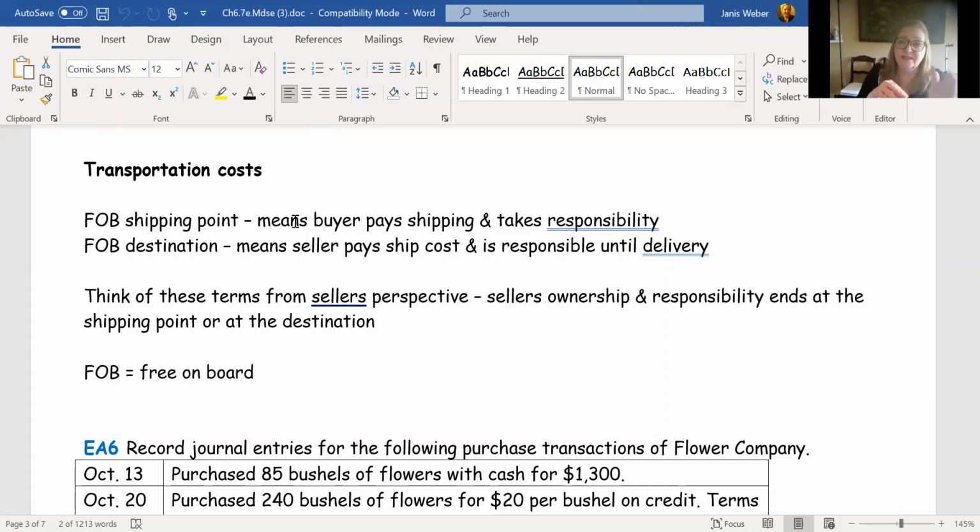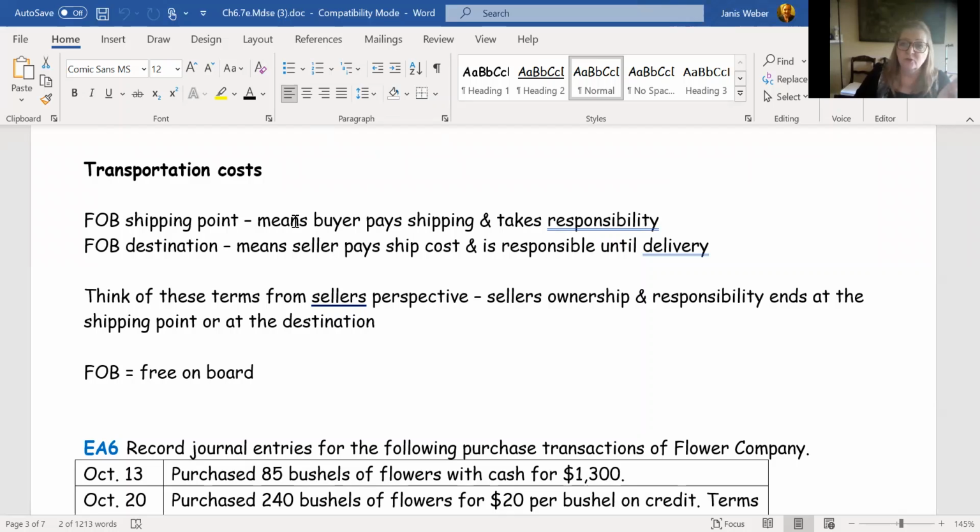Now, if it's FOB destination, it means the seller, again, the seller's perspective, the seller is going to take care of the shipping all the way to the destination, meaning they will take care of all the shipping. They will pay for it, and they will not bill the customer because they agreed to pay the shipping when they said FOB destination.